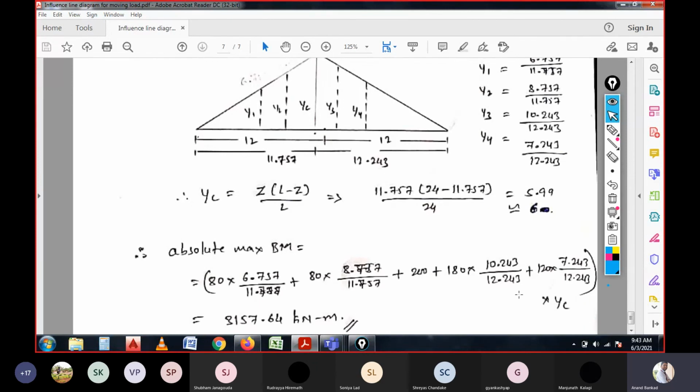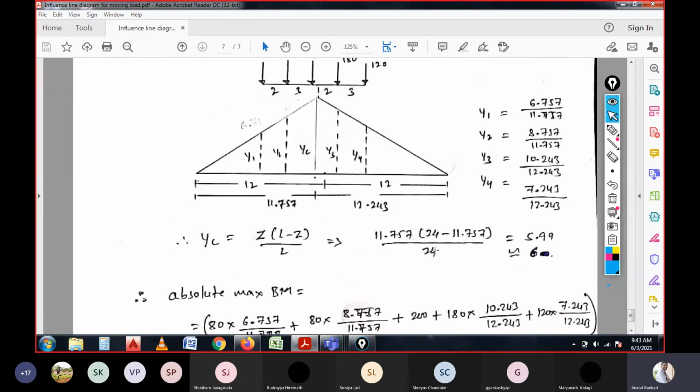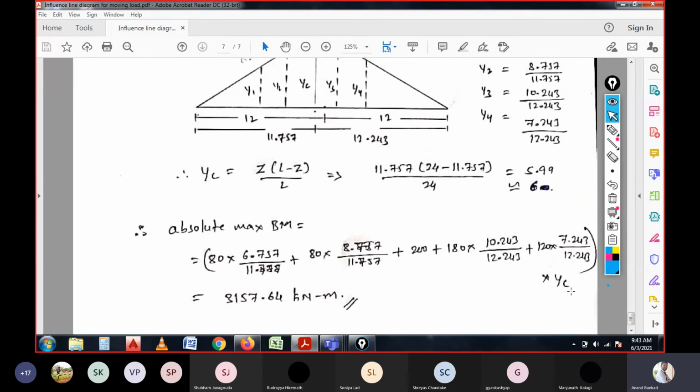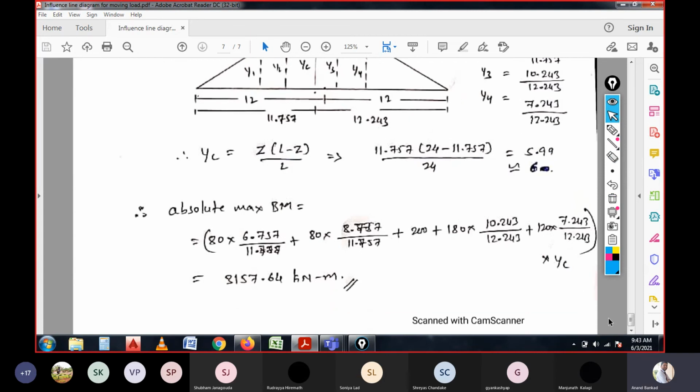At the end the yc has to be multiplied for all loads. Once you do that, you will end up with the total maximum absolute bending moment. This is what they have asked in the question, to calculate the bending moment for the given train of loads. If you write it, you will be able to get the marks allotted for it.